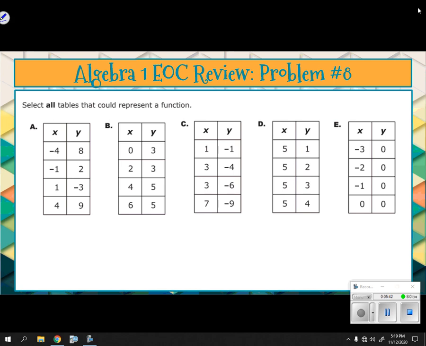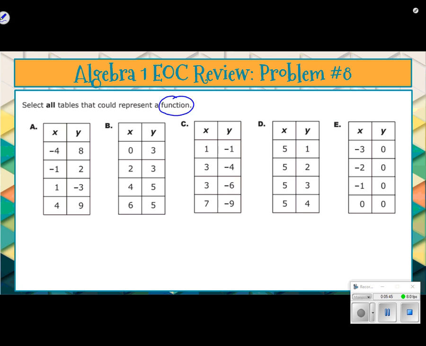In order to be a function, each x can have only one y. So we're looking for repeating x's and we'll throw them out. So I've got -4, -1, 1, and 4. A is a function. I've got 0, 2, 4, and 6. B is a function. I've got 1, 3, 3, and 7. That's causing problems right there, not a function. I've got 5, 5, 5, 5. Guess what? Not a function. I've got -3, -2, 1, and 0. That is a function. So A, B, and E.